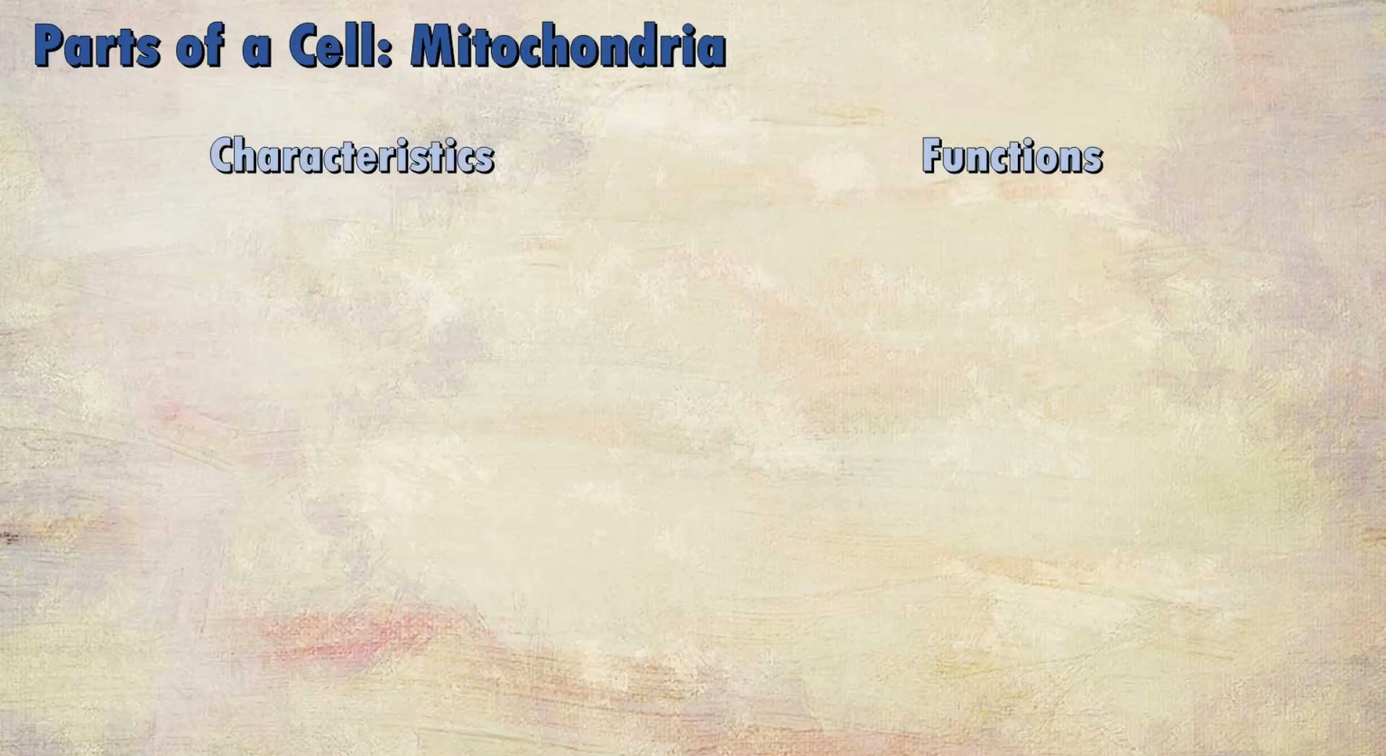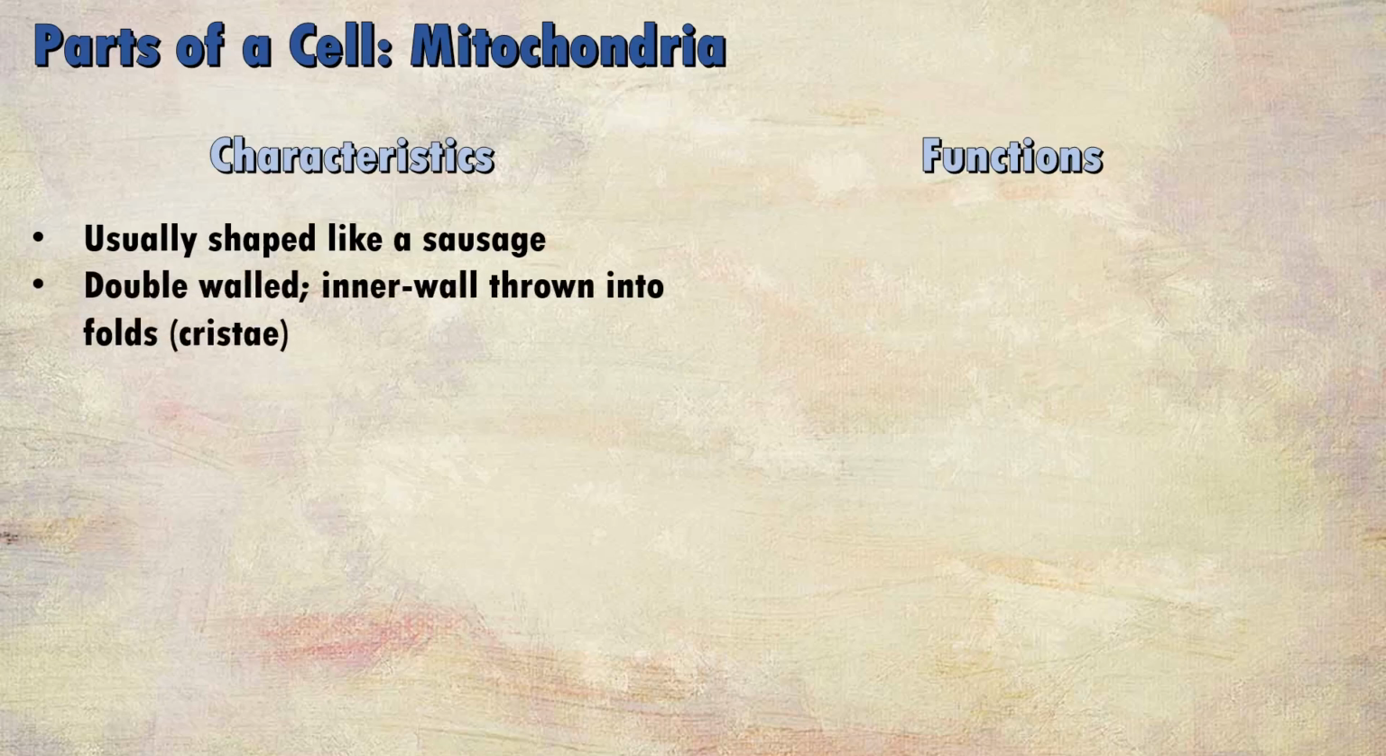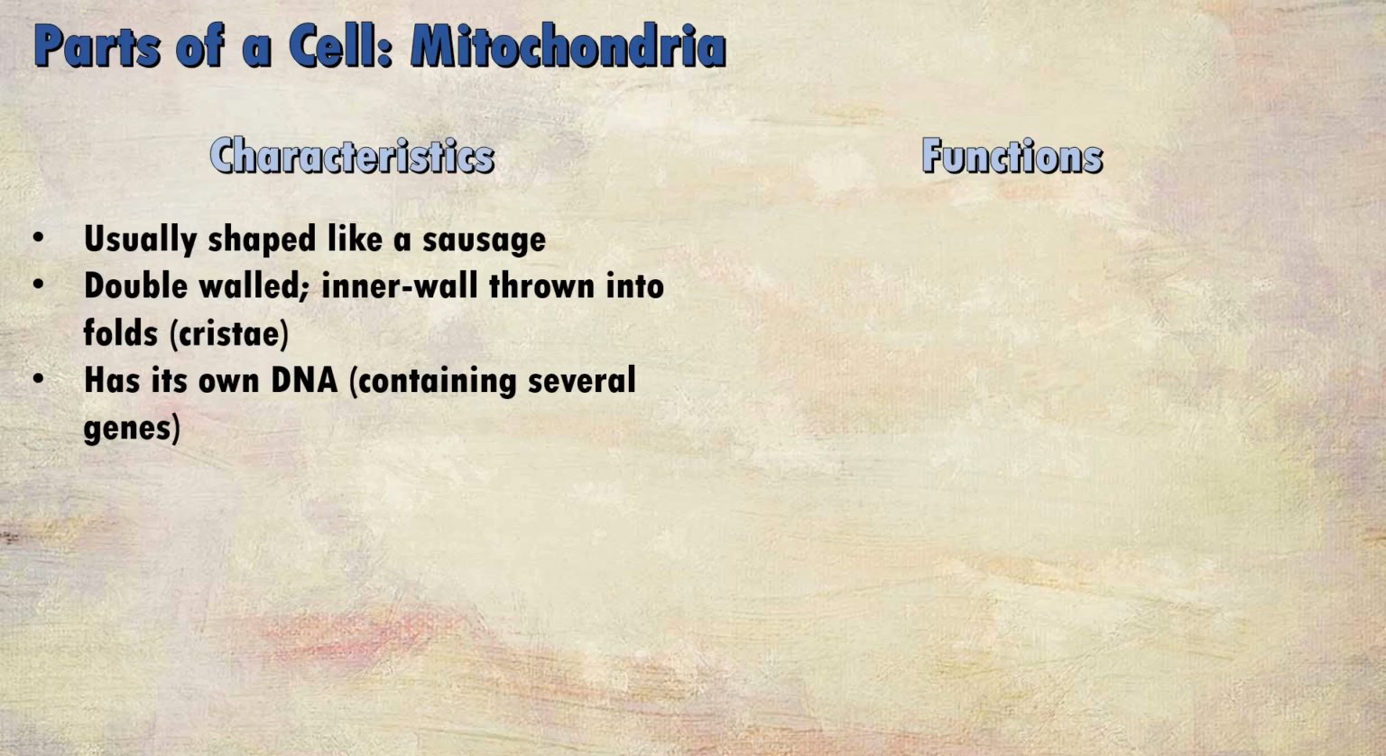Now let's see mitochondria. Its characteristics are: it is usually shaped like a sausage. It is double-walled, inner wall thrown into folds known as cristae. It has its own DNA containing several genes. It also contains its own ribosomes.